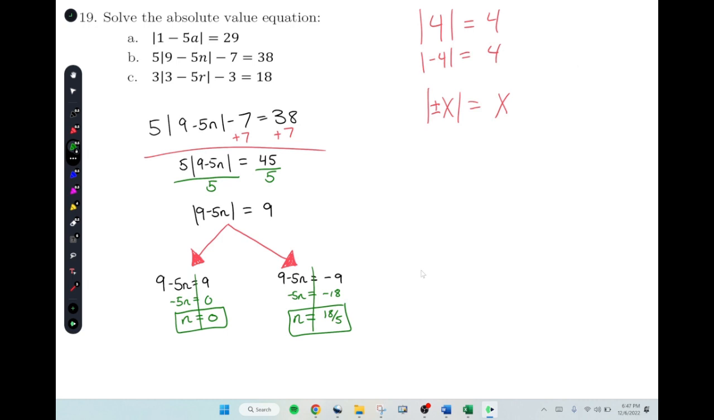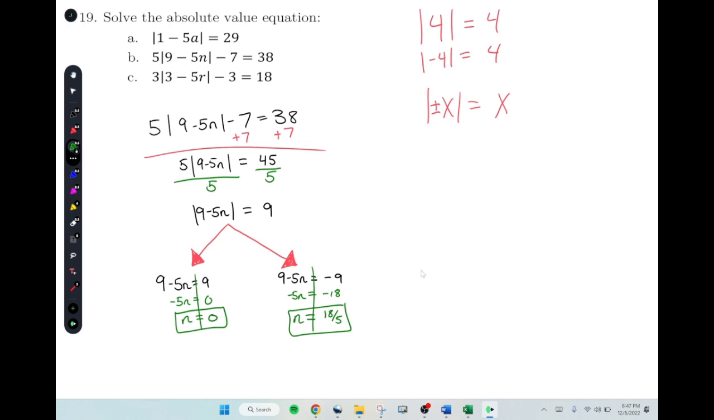But don't trust yourself. You know what you can do with those 2 numbers? Plug them in to make sure it's right. And you have more than enough time on your test. I haven't had anybody on their final take so long that they didn't have time. Just take that 0 and plug it in. 9 minus 0 is 9. Times 5 is 45. Minus 7 is 38. It worked. Plug the other one in. It works too.